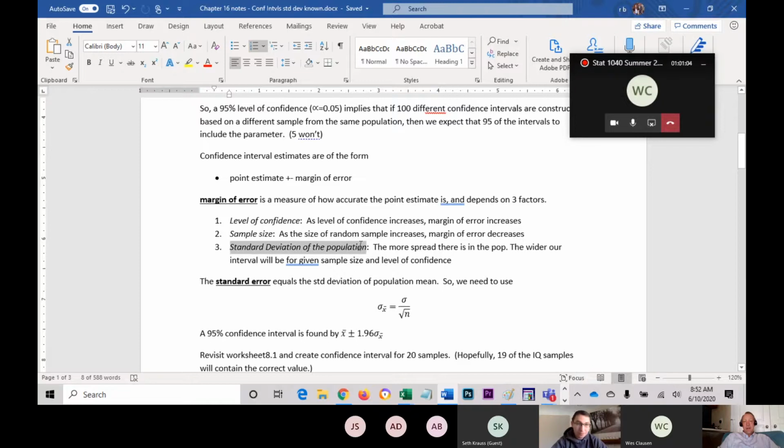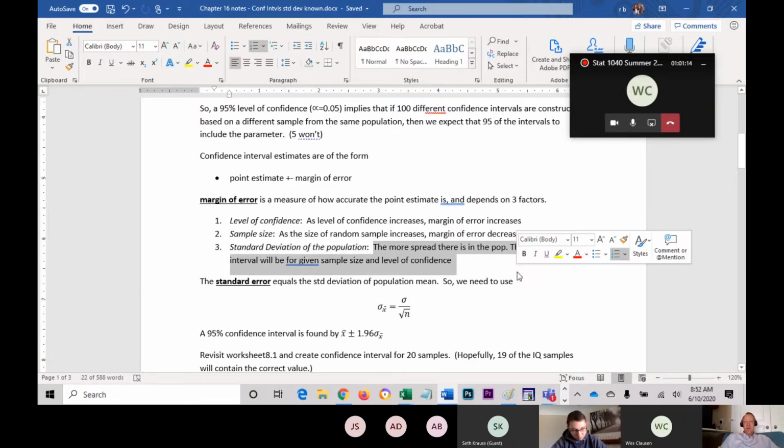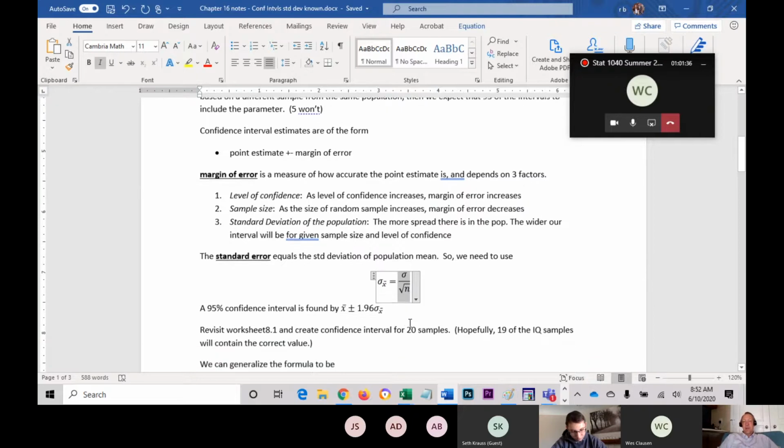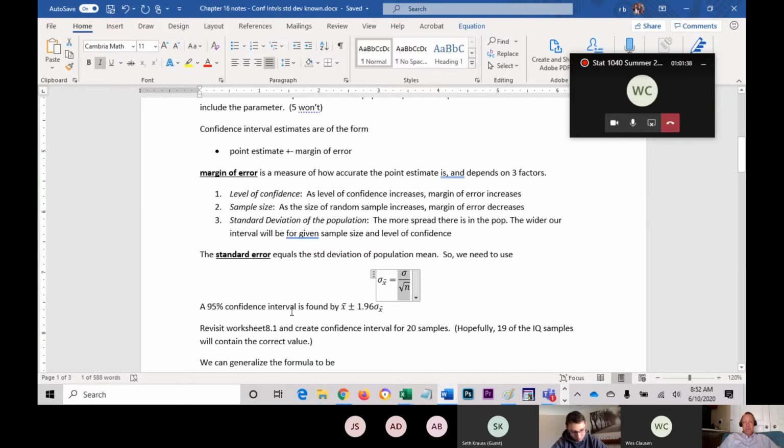And then the third thing that it depends on is the standard deviation of the population. The more spread there is in your population, the wider your interval will be for your confidence interval. So the standard error equals your standard deviation divided by the square root of n. The standard deviation of your X bar is basically sigma over the square root of n. We went over that last time in class. That's basically the central limit theorem. That's why we divide by the square root of n.